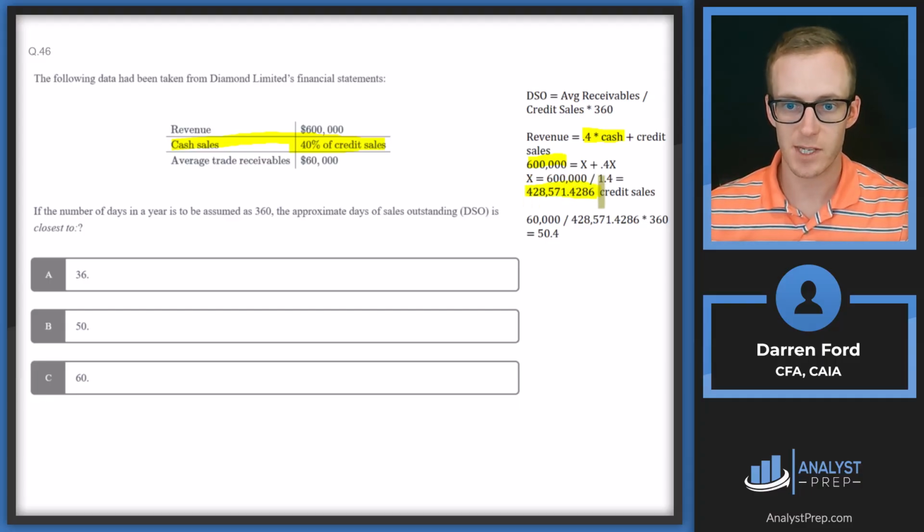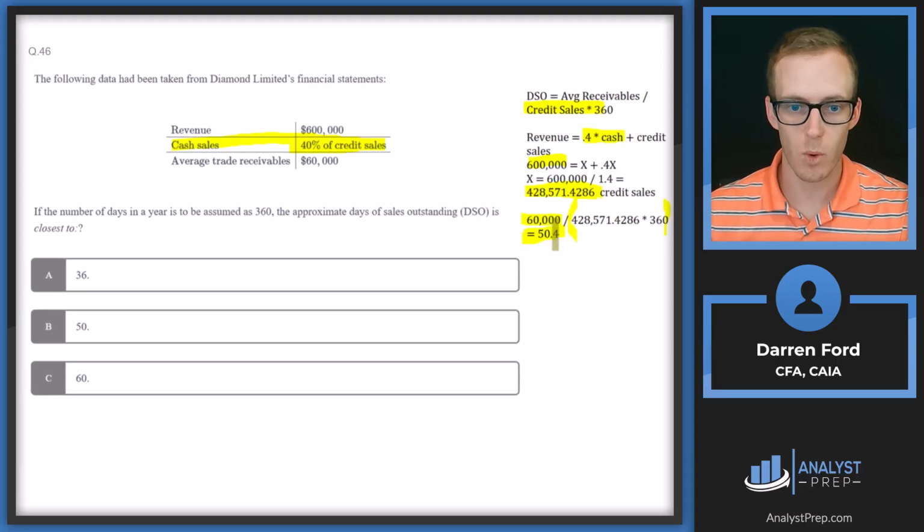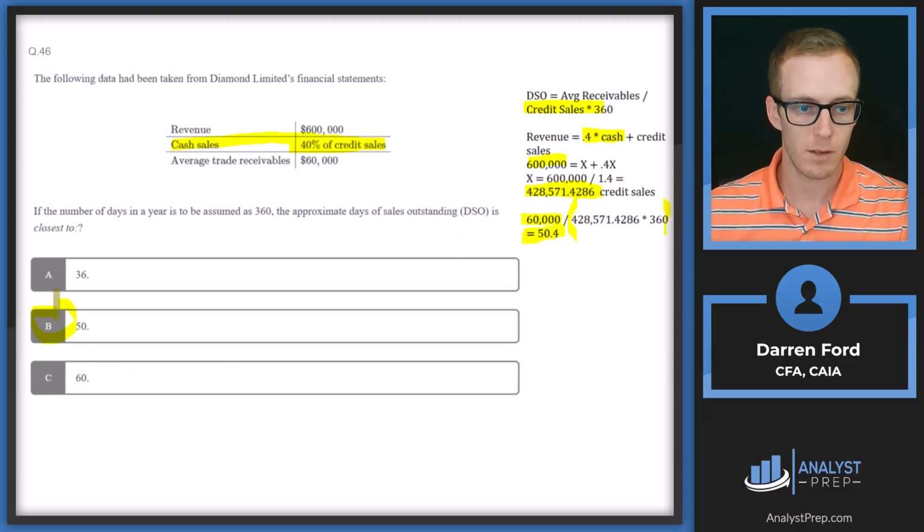428,571.4286. So that's the amount of credit sales that we're going to plug into our formula right here and multiply by 360. And so when we do that, we get 60,000 divided by this number here. Make sure you got your parentheses in there. Gives us 50.4. Answer B.